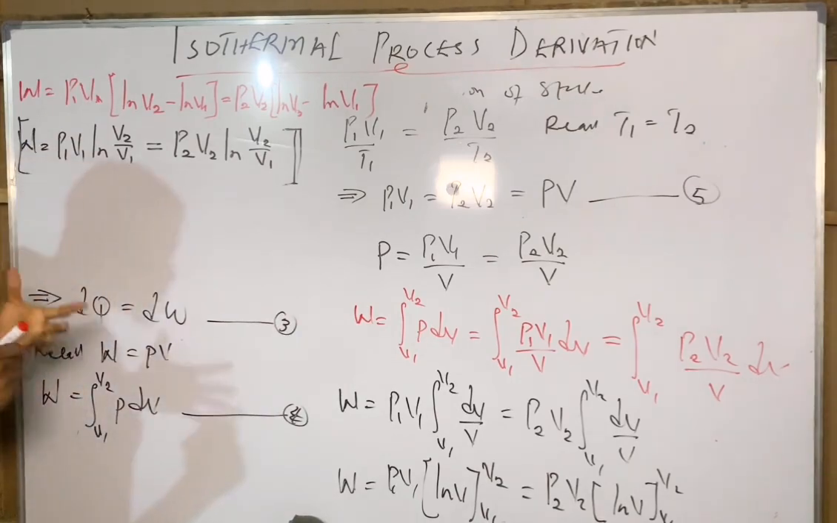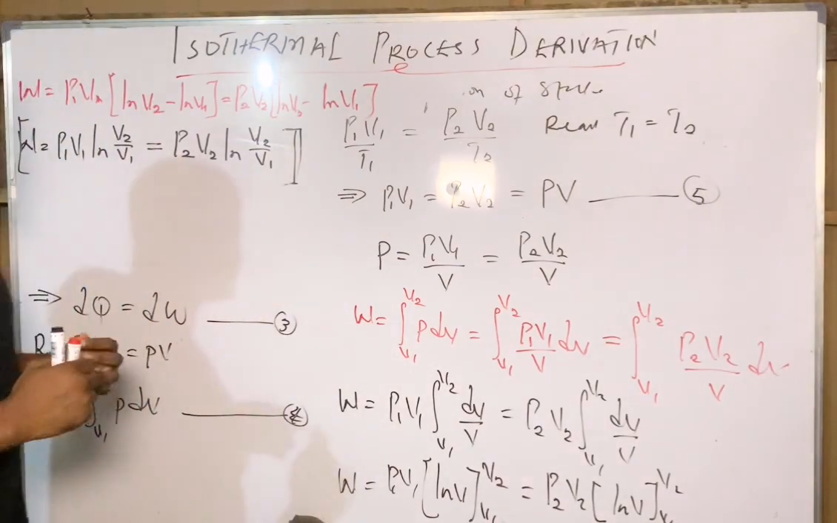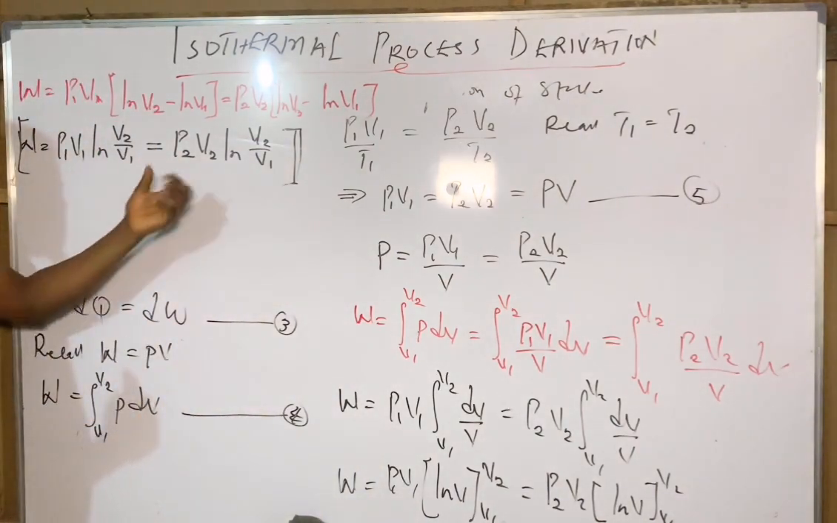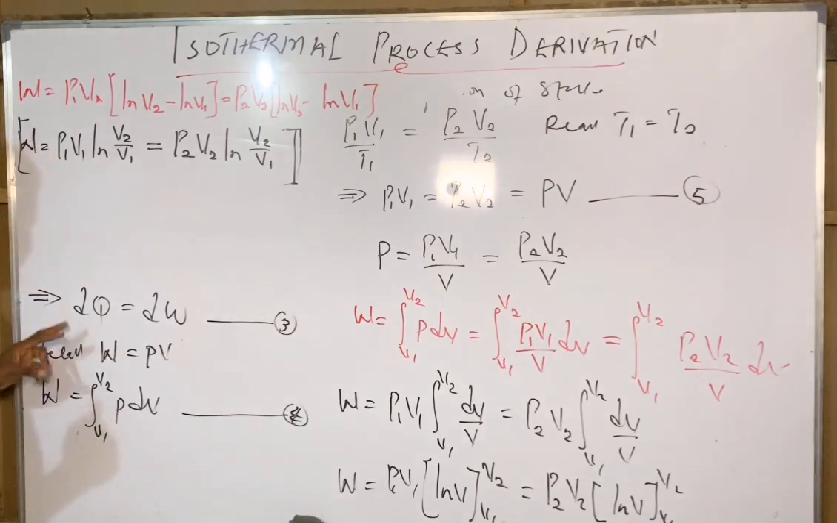So if you're given a question and you know the initial values of pressure and volume, you can simply plug that into this equation and find the work done. Remember, for an isothermal process, the heat supplied is equal to the work done. So this equation also is valid for the heat supplied.